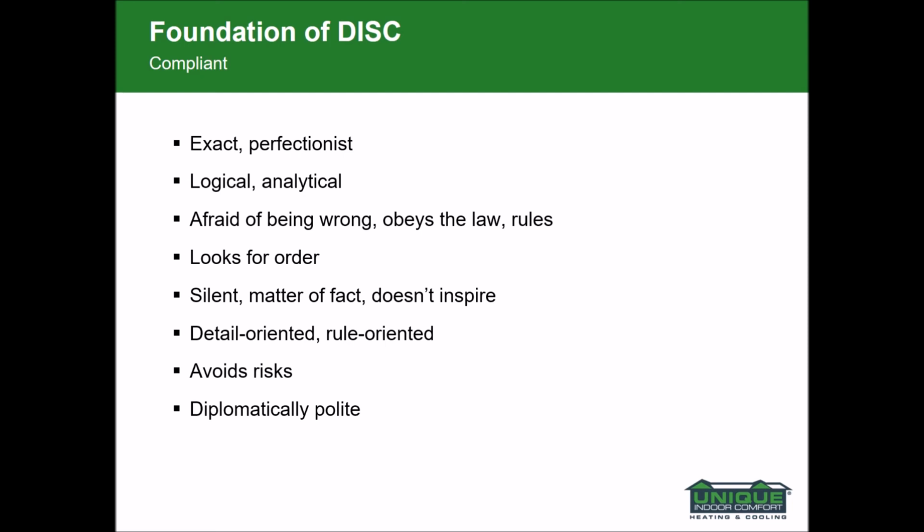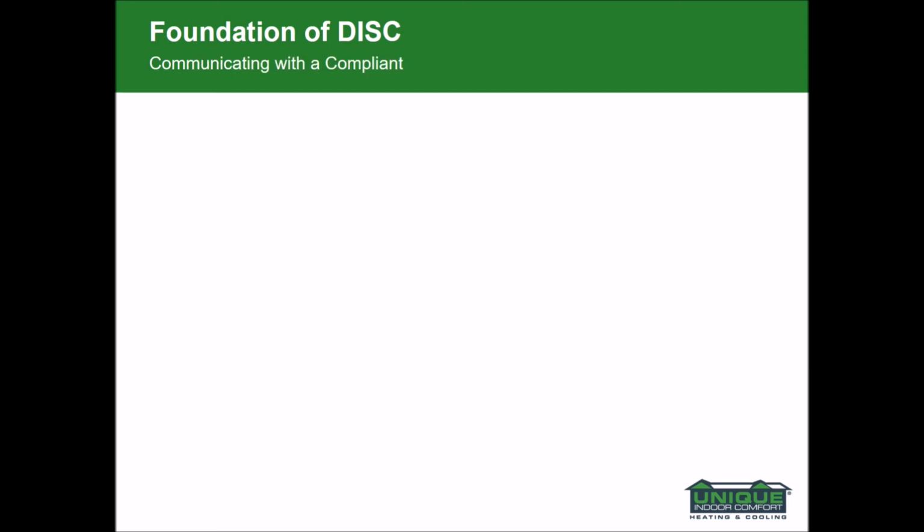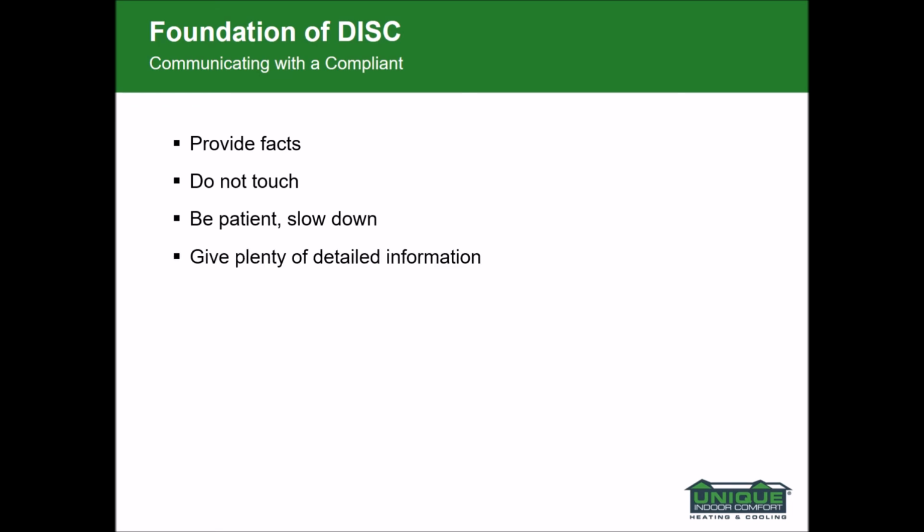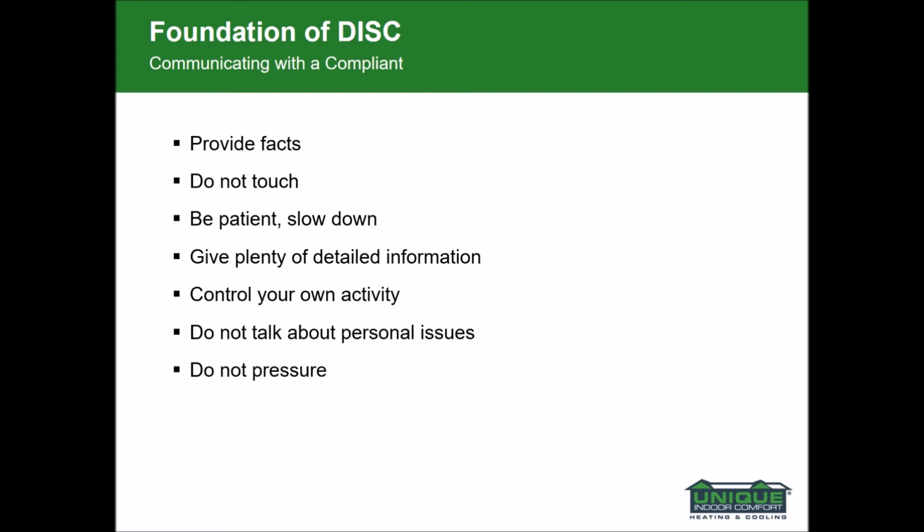So when communicating with a high C, provide the facts. Keep your distance. Again, they're job and task-oriented people, not people-oriented people. Be patient. Slow down. Give plenty of detailed information. Control your activity. No unnecessary tangents or divergence from the plan of action. Keep personal issues at a minimum. Don't pressure. And focus on the issues at hand. Make sure that all information that you provide quickly and easily passes through their "what's in it for me" filter.